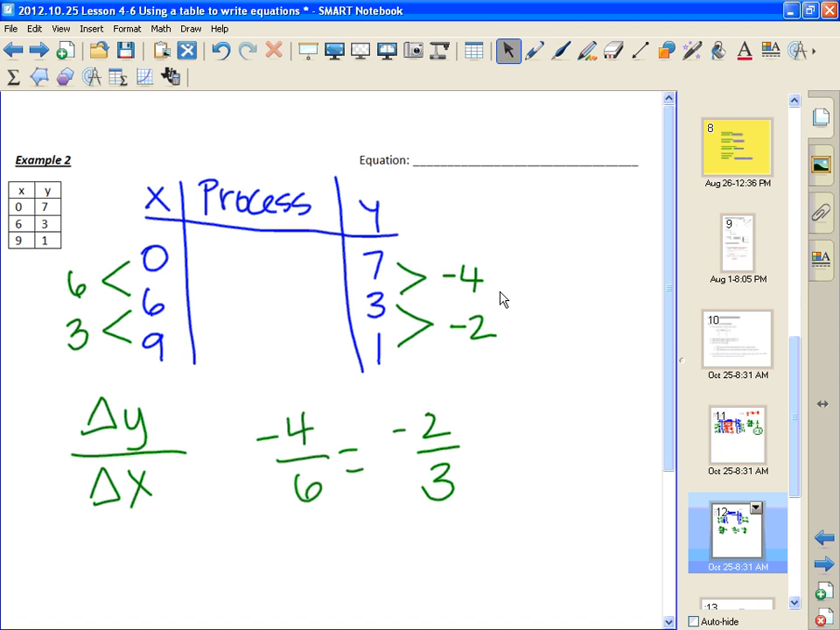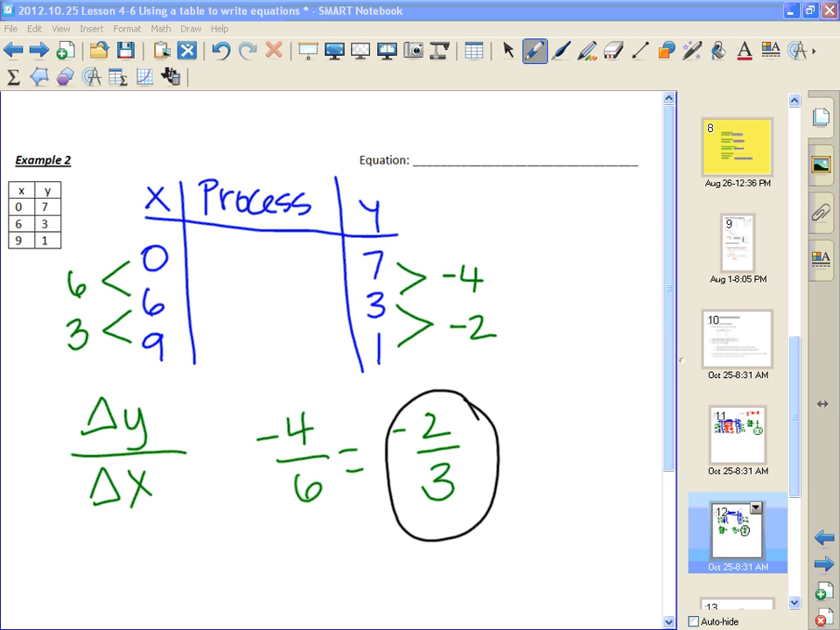On this next delta y over delta x, my rate of change for y is negative 2, and my rate of change for x is positive 3, which is the same thing I got the last time. All I did was reduce. So my rate of change was negative 2 over 3. That's what I'm going to put here in my process column as my first number. That's the rate of change.